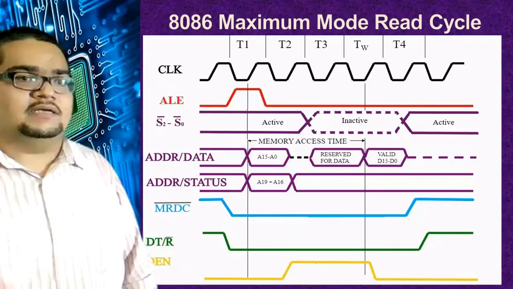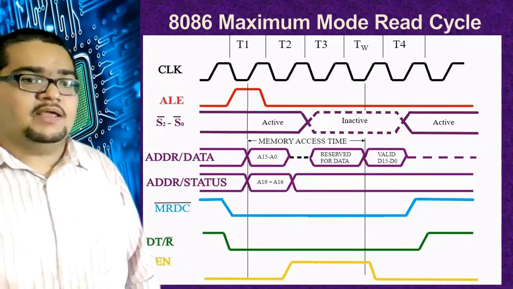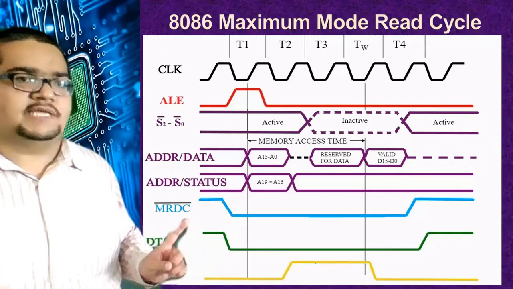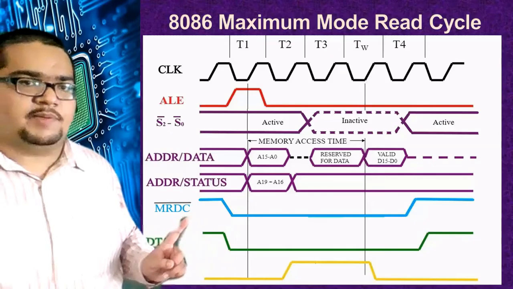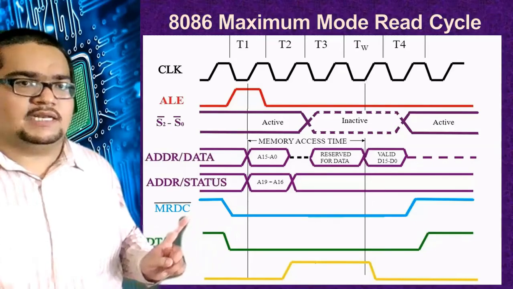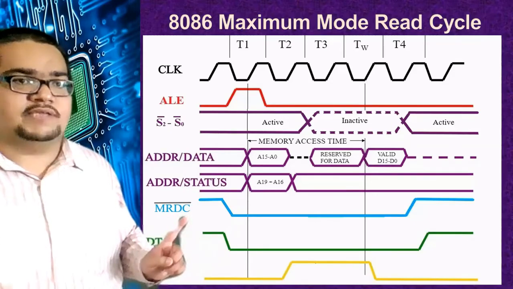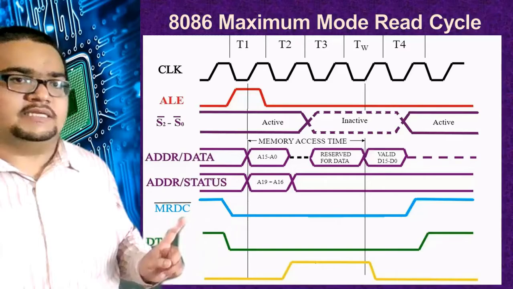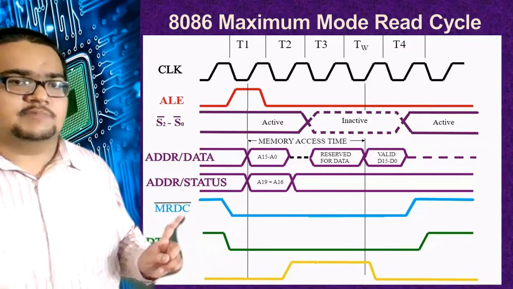Instead of having a read signal, we are having a memory read signal here. Either memory read or IO read, both will be the same. So if it is reading from the memory, it will be the MRDC signal here. If it is reading from the IO devices, you can see it will be IORC here. IORC is IO read, MRDC is memory read.